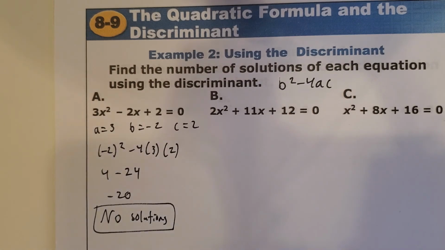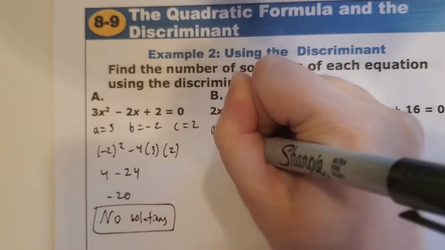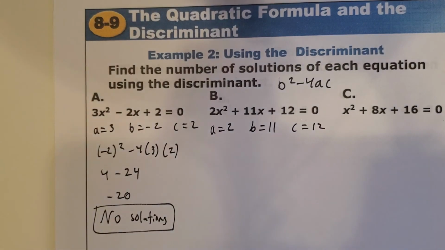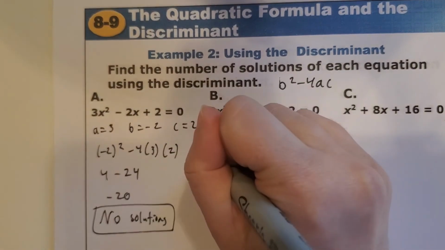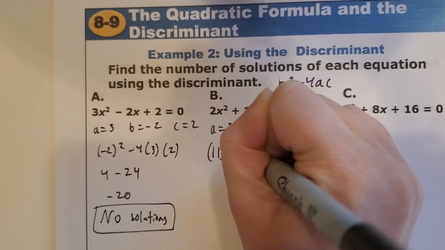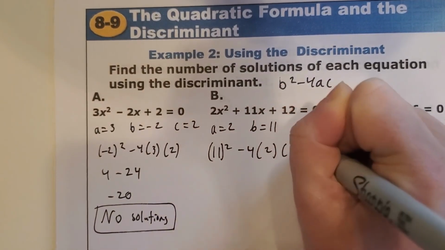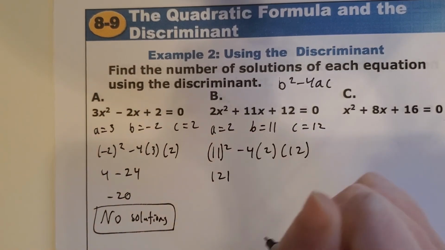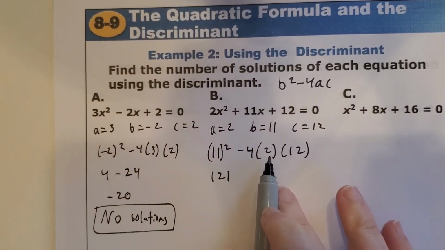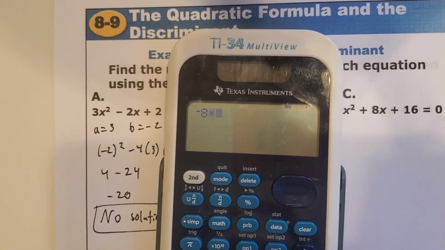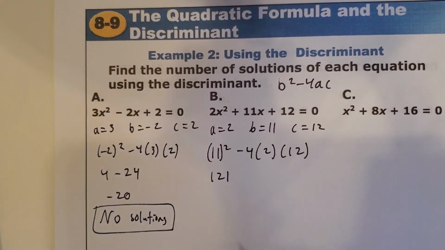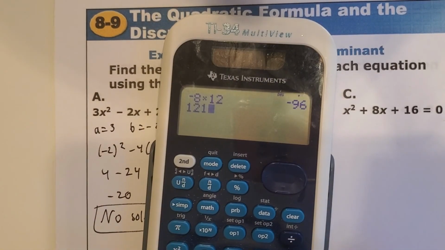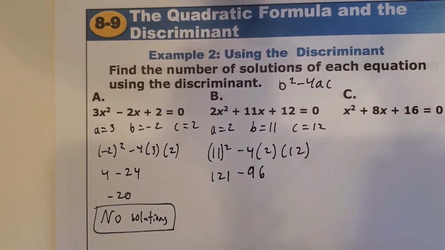All right, part B. A is 2, B is 11, and C is 12. So, 11 squared minus 4 times 2 times 12. 11 squared is 121. Negative 4 times 2 is negative 8, times 12 is negative 96. So this is 121 minus 96, which is probably going to get us a positive number. Yeah, it gets us 25.